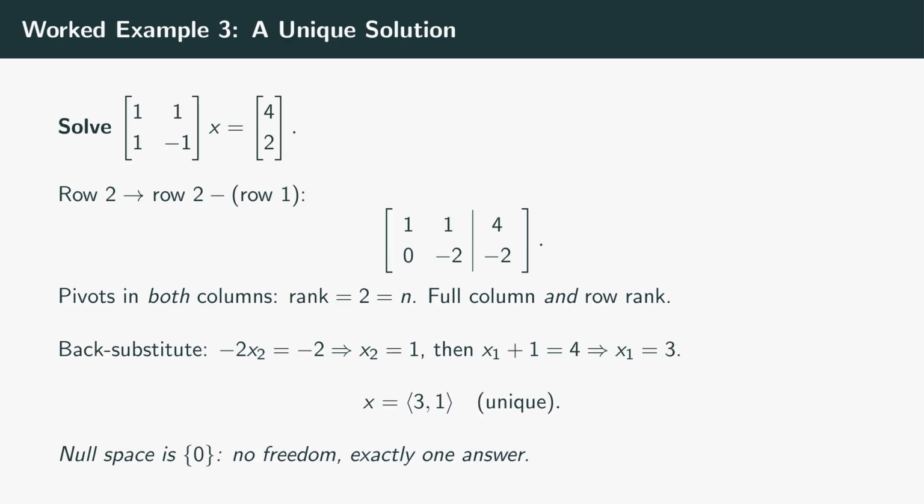Because every column has a pivot, there are no free variables. The null space is just the 0 vector, and the structure theorem leaves no room for any other answer. One pivot per column means one solution, full stop.